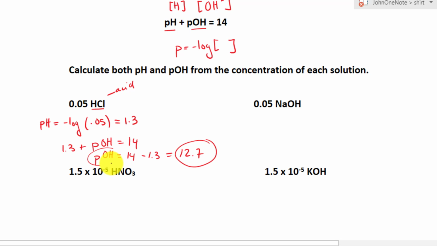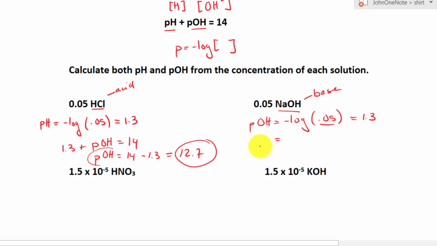Now, let's try another problem where in this case I have a base. So it is going to be calculating the pOH first. We have pOH equal to negative log of 0.05, and it's the same value, so we know it's going to be the same answer, 1.3. I don't even need to use a calculator for that one.